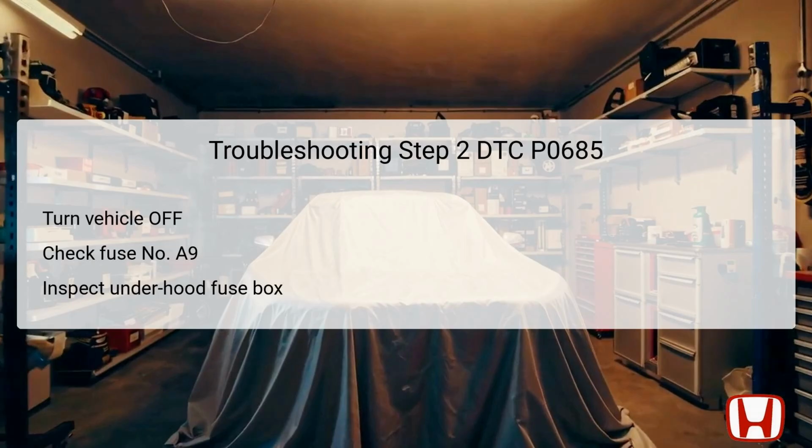Moving to Step 2, it's crucial to check fuse number A9, which is rated at 15A and located in the underhood fuse/relay box. Begin by turning the vehicle to the off or lock mode to ensure safety and prevent any potential electrical shocks or shorts during inspection. This fuse is responsible for supplying power to the A/F sensor heater.